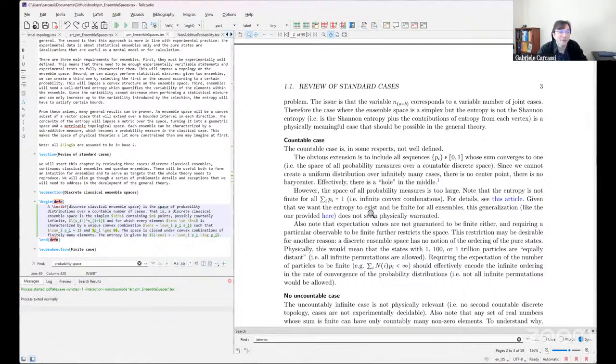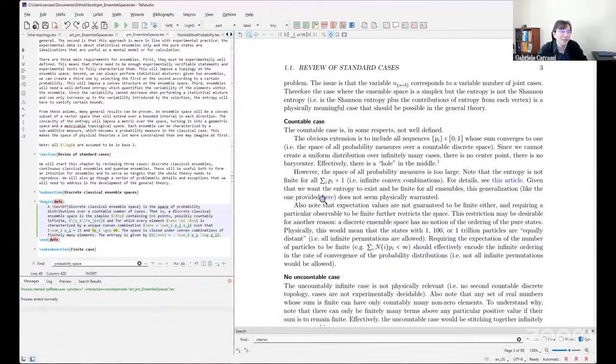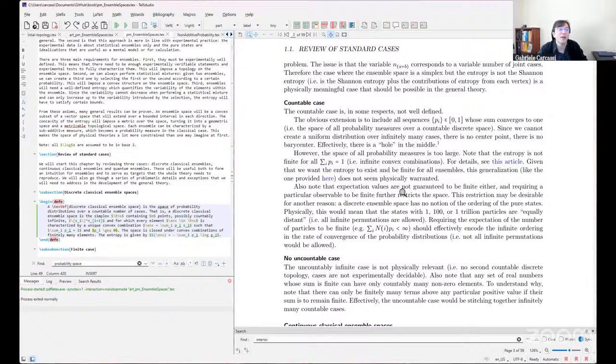Given that we want the entropy to exist and be finite for all ensembles, this generalization, like the one provided here, does not seem physically warranted. And this is a reference that I sometimes use, the NCAT lab, and they talk about super convex spaces where you can do the infinite combinations because they want to generalize some things. That's not going to be the right space for us. It's not clear to me what the right space is. And that's part of the problem, but it's definitely not the space of all probability measures. That's too big. Also note that expectation values are not guaranteed to be finite either, and requiring a particular observable to be finite further restricts the space.